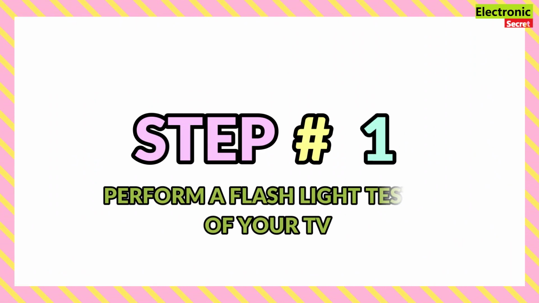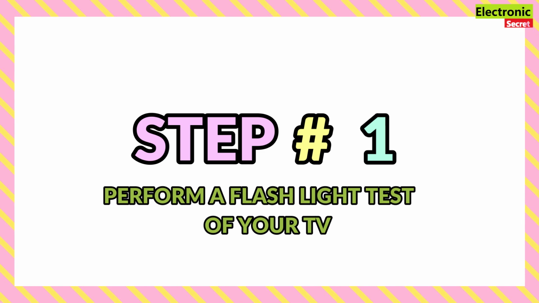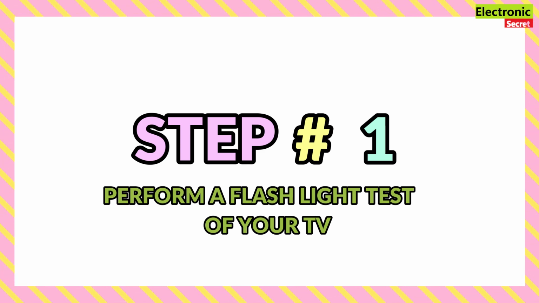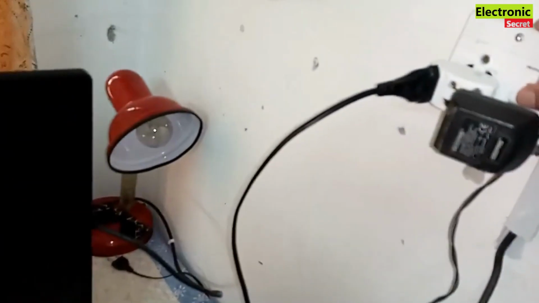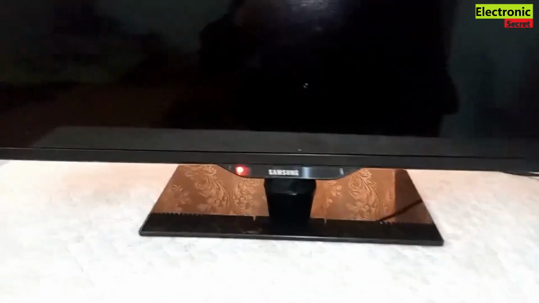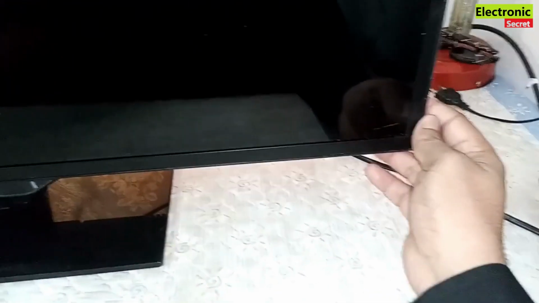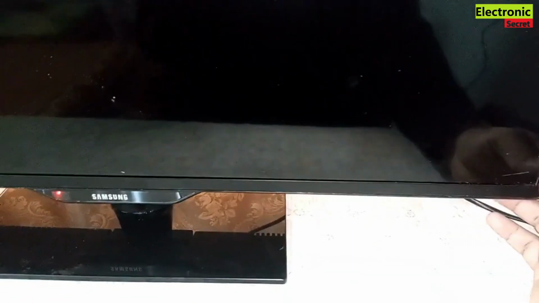Viewers, step number 1 is to perform a flashlight test of your TV. It is very important to check whether your TV backlight is faulty or there is another problem. So power on your TV and release the standby button. Make sure your TV is in on condition. Then take a torch or a mobile phone. I am pressing the TV power key, viewers.